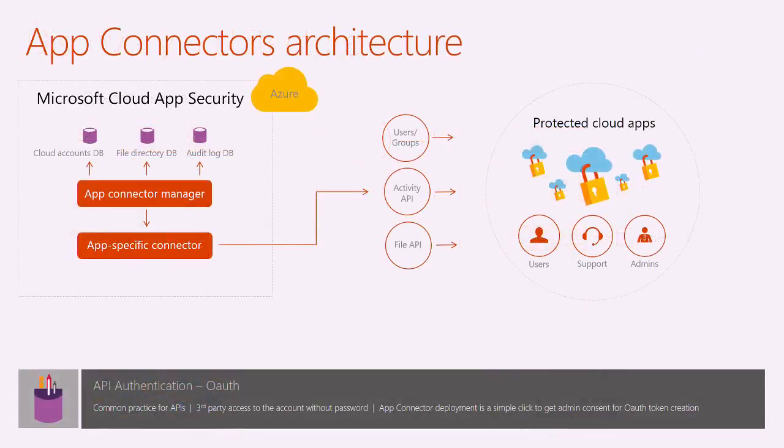And then the app connectors architecture is essentially an OAuth API connection. Okay, so we have third-party access to those accounts, and then we connect those particular accounts. We have an app connector manager that manages all this. Breaking that down into user groups, there's an activity API and a file API that allows you to then have protected cloud apps that you can then layer governance over those applications.